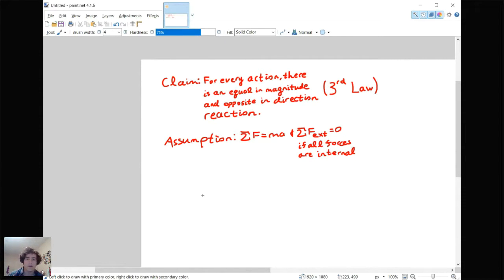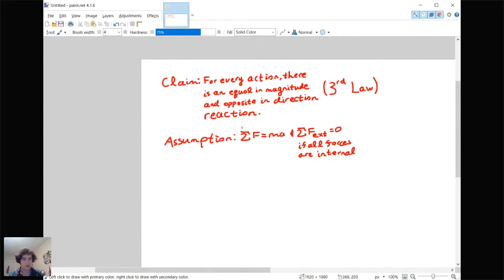The assumptions that I made is that net force is equal to mass times acceleration, and that funny looking E is just a sigma that means sum stuff up. And then the other assumption I'm going to make in the proof is the sum of the external forces is equal to 0 if all the forces are internal. So that's pretty basic logic. If all the forces are internal, that means there's no external forces. So the sum of the forces that are external is 0 because there's no external forces in the first place. It seems pretty obvious, but it's good to lay out all your assumptions when you're doing a proof like this.